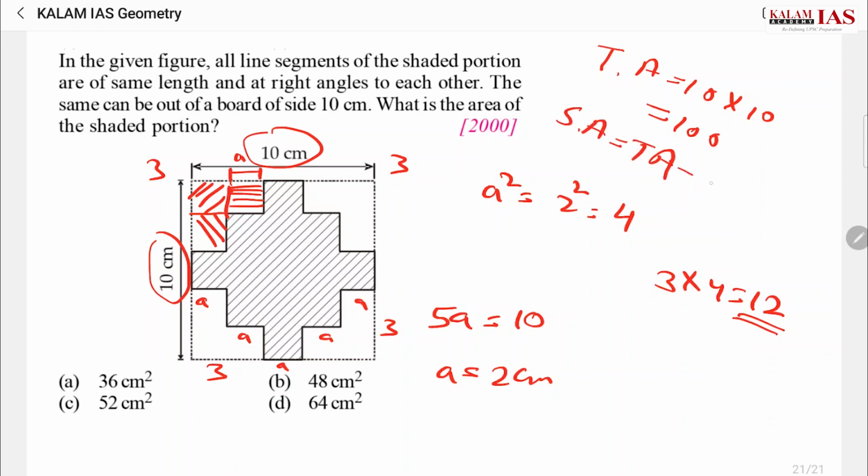Total area is 10 cross 10, 100, and shaded area is basically total area minus 12 unshaded areas and area of them is 12A square. So putting the values here, total area is 100 minus 12 into 4, that is 48. The answer is 52.